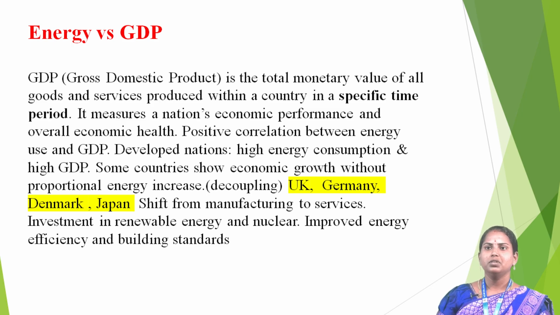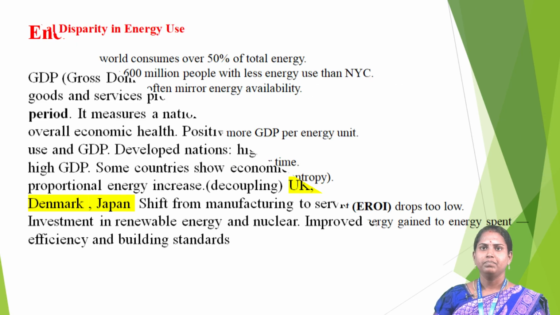Some countries show GDP growth without proportional energy increases, that is decoupling. For example, the UK, Germany, Denmark, and Japan. Because they are using the shift from manufacturing to services, investment in renewable energy and nuclear, improved energy efficiency, and building standards.